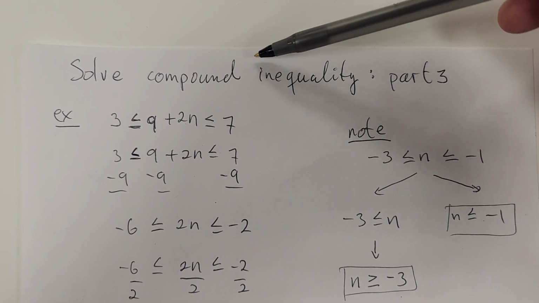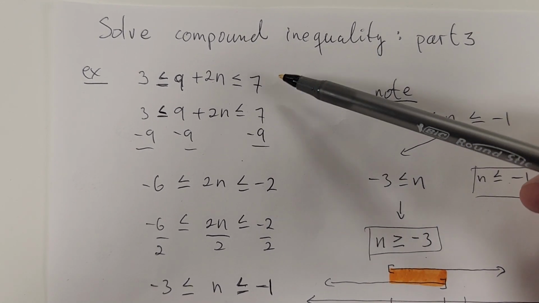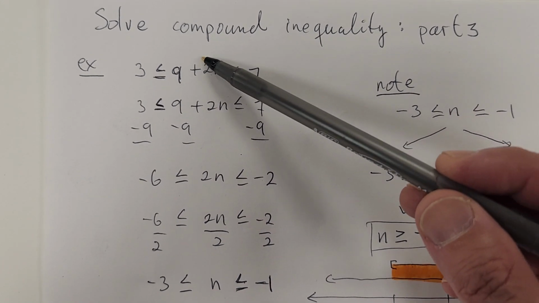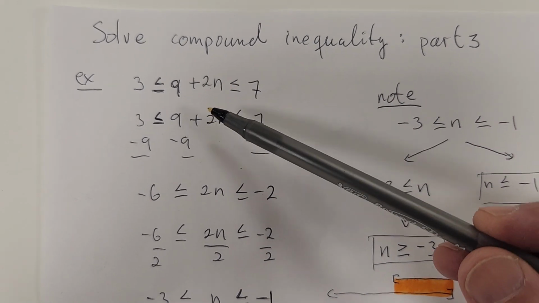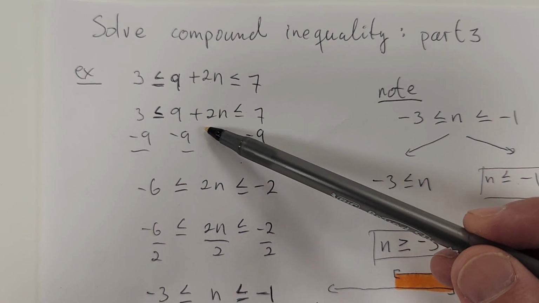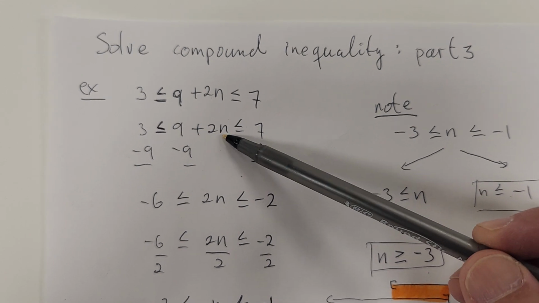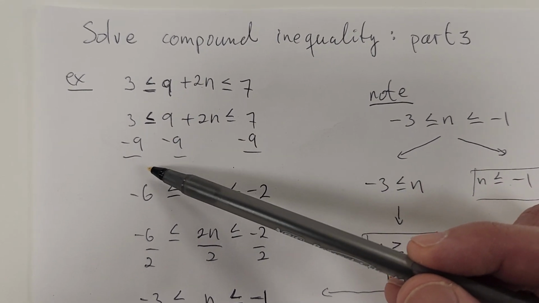This lesson is Solve Compound Inequality Part 3. Here we have an example where we have the left and the right, and the letter is in the middle. So to solve this, we will start from the middle and work our way out. Again, since the letter is in the middle, we will work from the center out.